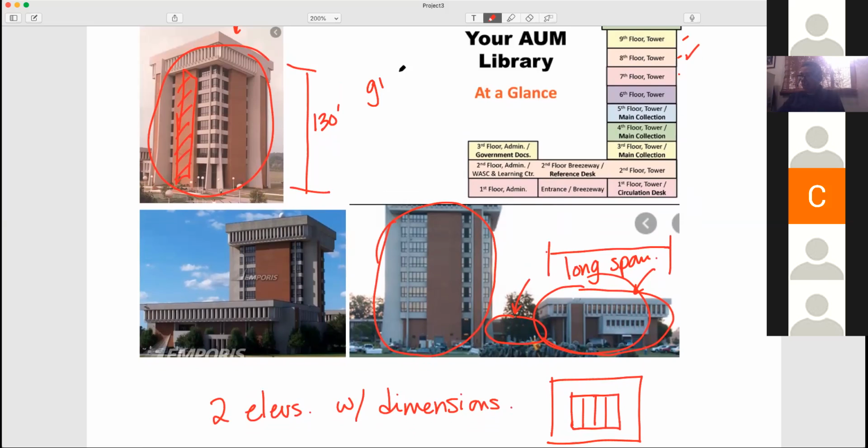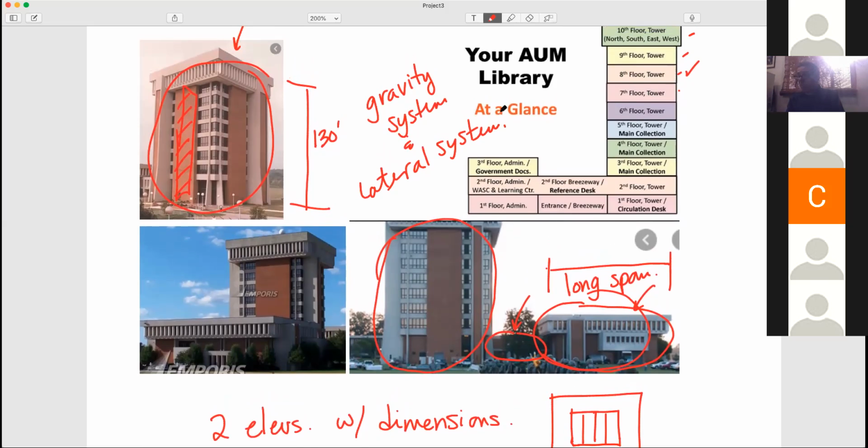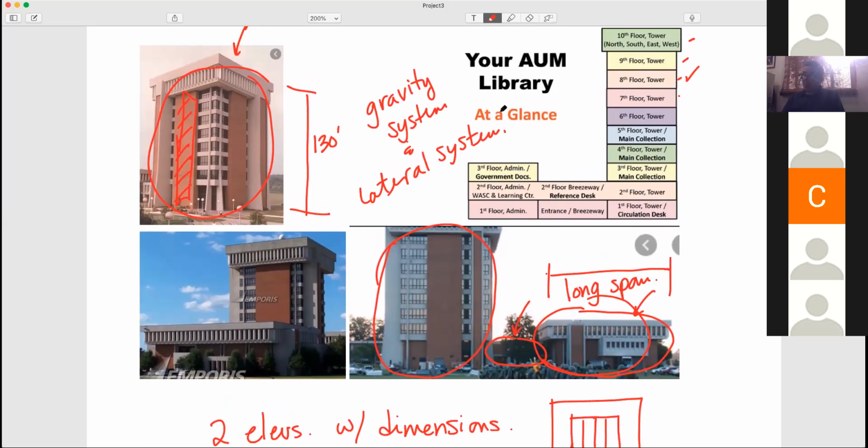So I need to not copy, but I would need the gravity system and lateral system. Again, I could do braced frames if I wanted to. If I was doing this building, I would most likely put those braced frames so that I could end up with the picture that I see.